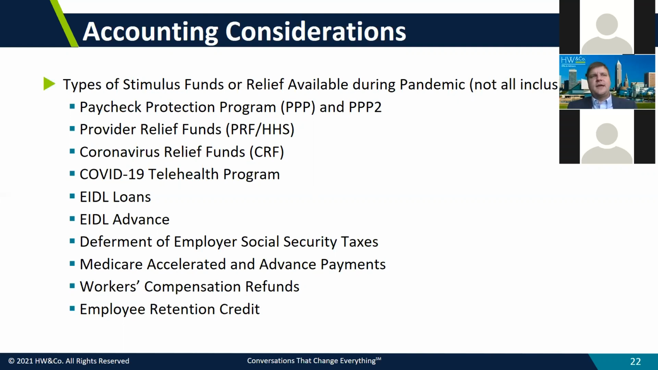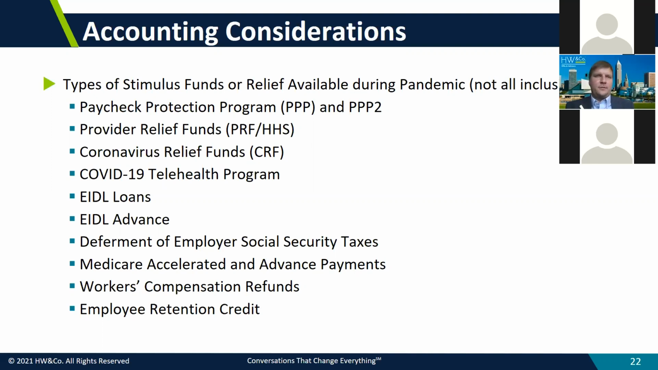You have these relief funds that came out from a healthcare perspective, provider relief funds, and then the coronavirus relief funds as well. Those are based on trying to cover lost revenues and other COVID-related expenses. And then you had other things in the form of the economic injury disaster loans, the ability to defer the employer portion of Social Security taxes, accelerated and advanced payments for Medicare, and workers' compensation refunds. These were all ways to keep money in the business or in the organization, or to have an influx of money into the organization to help weather this, hopefully short-term storm.